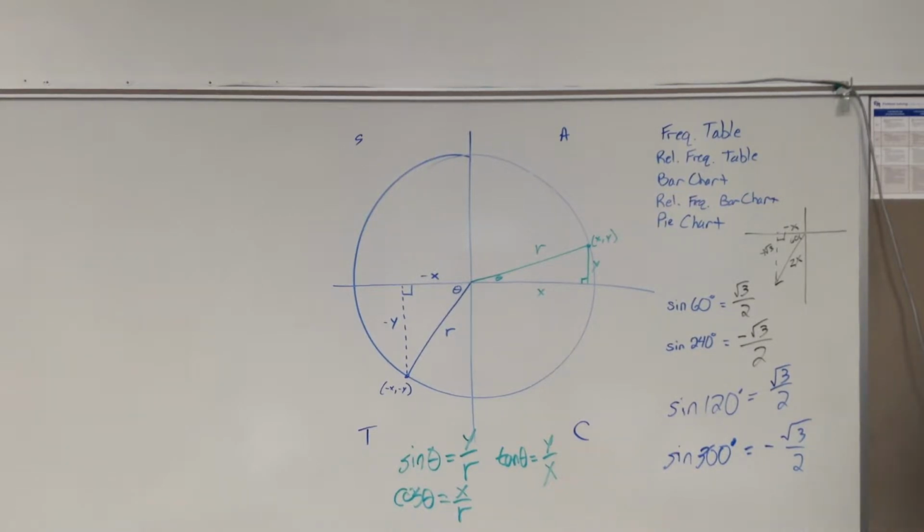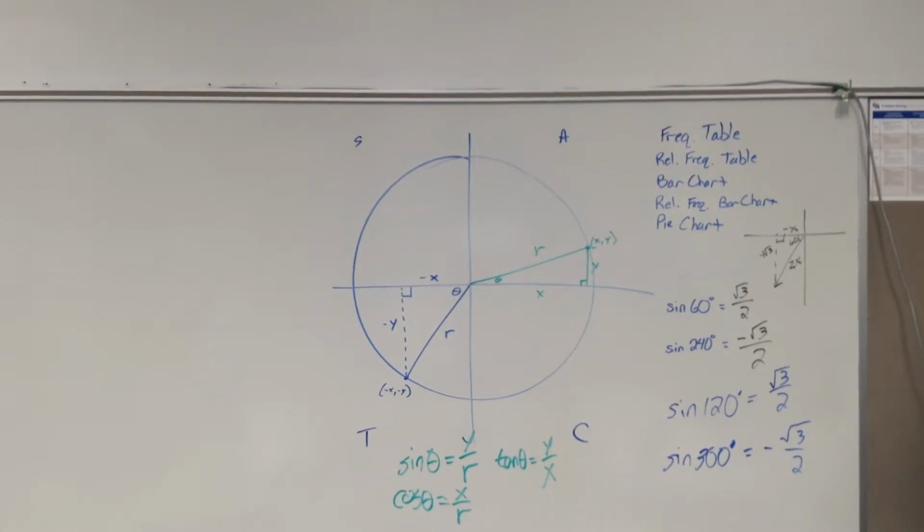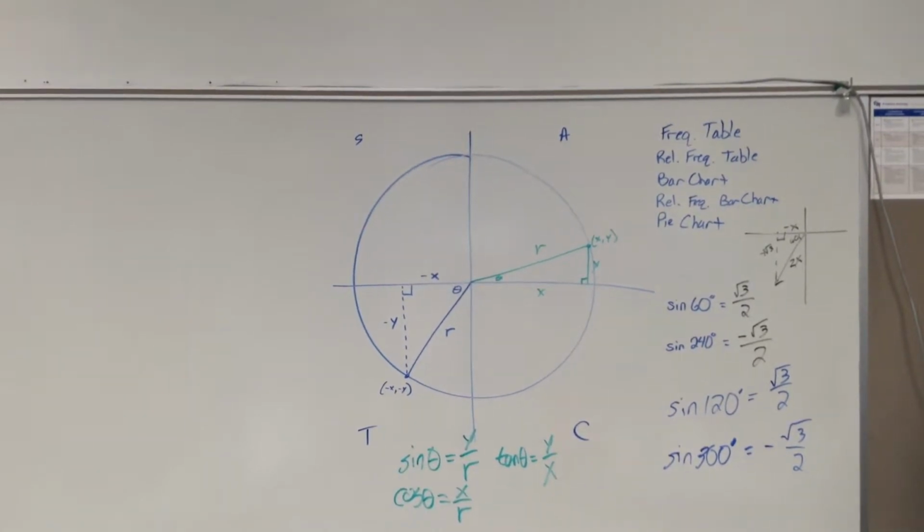Yes, sir? What are the side lengths for the 30, 60, 90 triangle? Across from the 30 is x. Across from the 60 is x root 3. And the hypotenuse is 2x. Thank you. Yep.